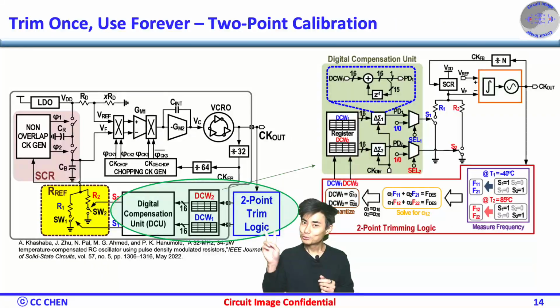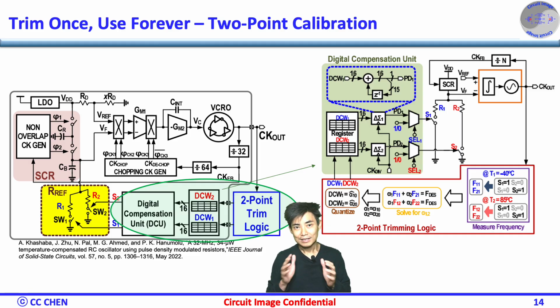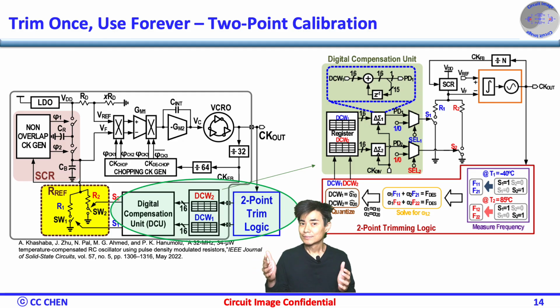So use two temperatures, let's say minus 40C and 85C, and measure the oscillator frequency under two configurations. From this, solve for optimal weights A1, A2 for the two switch resistors. Store the values in digital trim words, done once in test. This keeps the oscillator stable for life. Well, almost. Is that true for the lifetime?